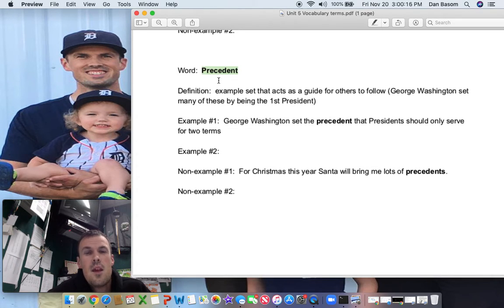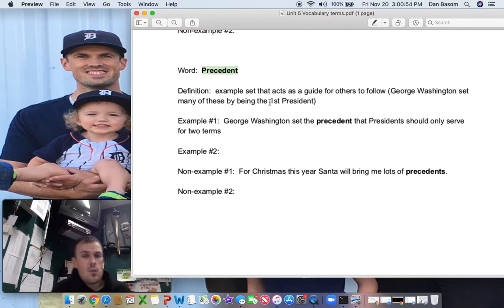Non-example. For Christmas this year, Santa will be bringing me lots of precedents. Well, he might bring me lots of presents because I think I'm on the nice list this year, but he's not going to bring me precedents. He's not going to bring me examples set that act as a guide for other people to follow. That just doesn't make any sense. So it's the wrong use of the term precedent. Non-example number two. Who will you vote for as the first president? I'm talking, of course, about the word president, which is different than the word precedent.